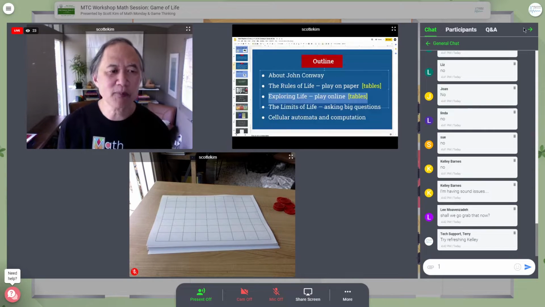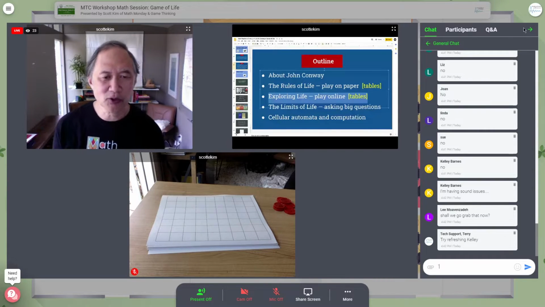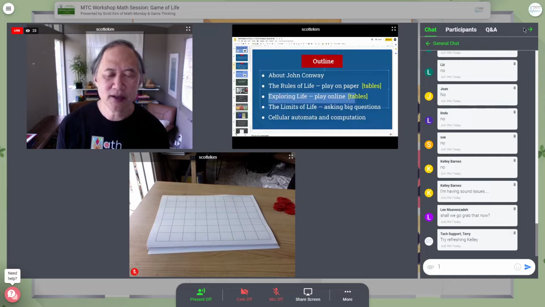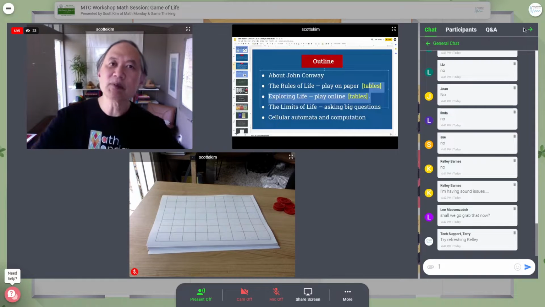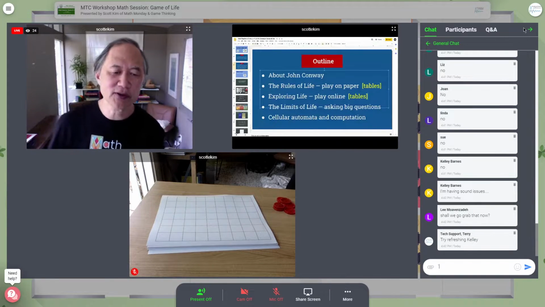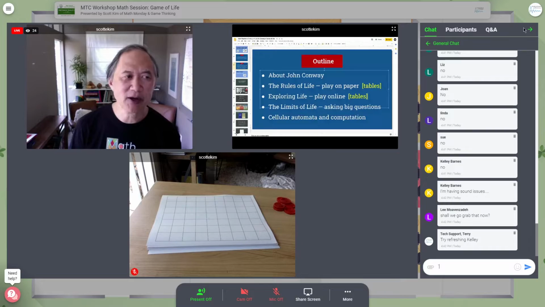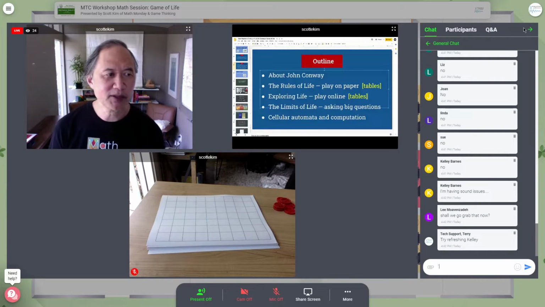We're going to play it on paper, then we're going to explore life online. In both of these events, you'll be working with other people at tables in Remo. Then we're going to talk about the limits of life, and go even further and talk about the background of cellular automata and computation. Okay, so that's a little bit of an outline.